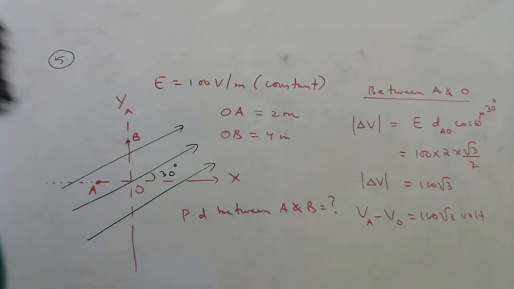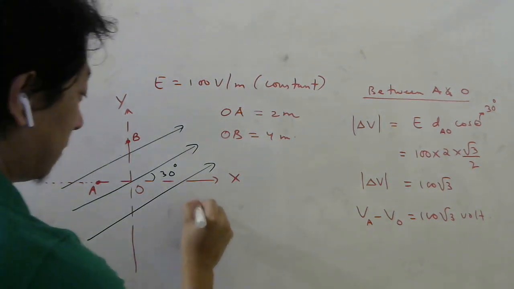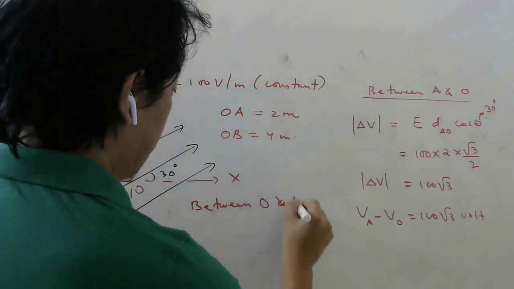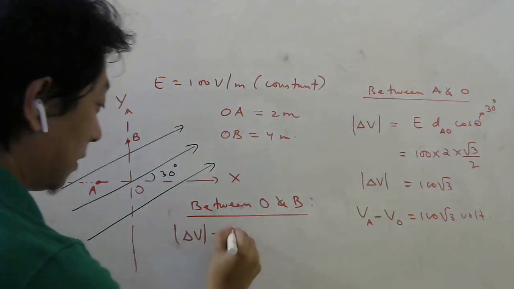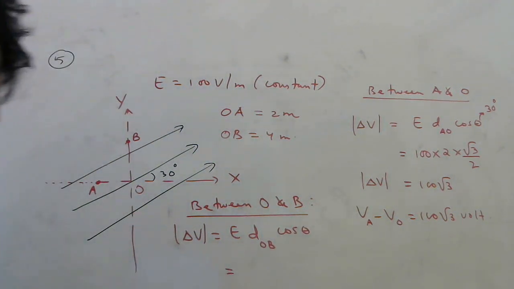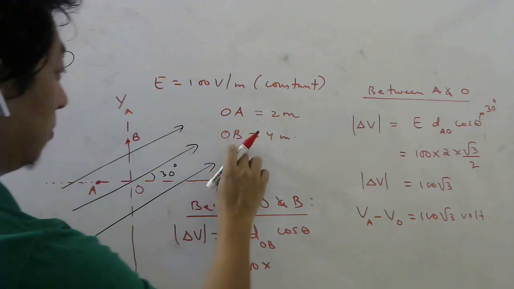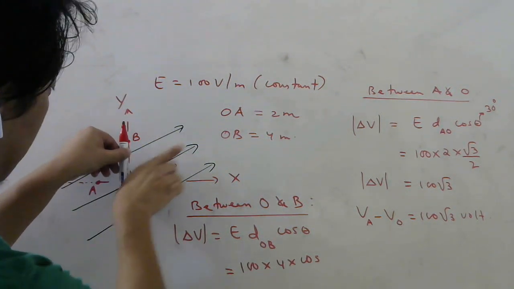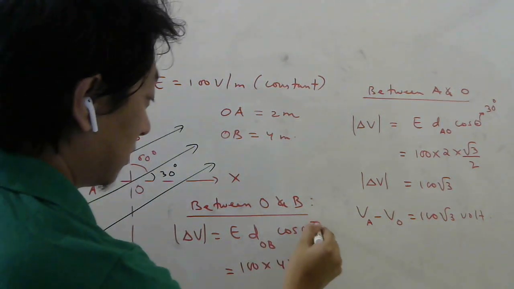Let us now do, let me rub this part, between O and B. So look carefully. How will I write this potential difference? E times the distance between O and B times cos of theta. Right, students, formula again. E is 100. The distance between O and B is 4. Cos of, what is the angle between this OB and this electric field? That will be 60 because this is 30 degrees, right? So I have to write 60 degrees here.